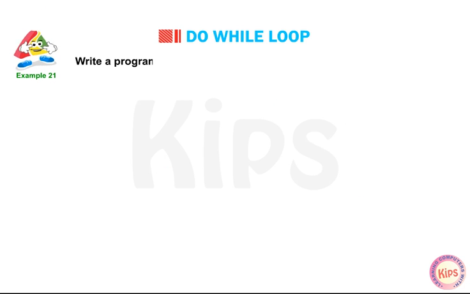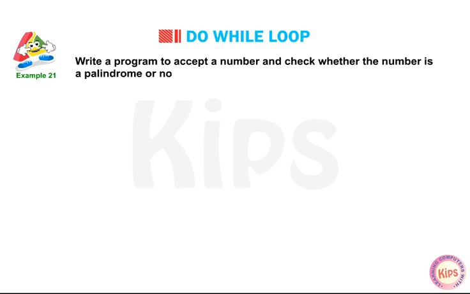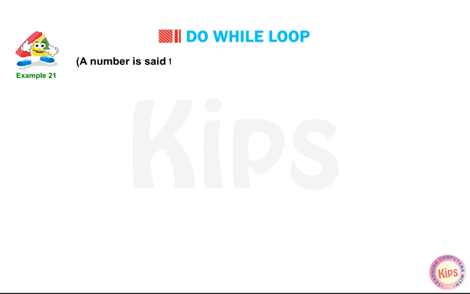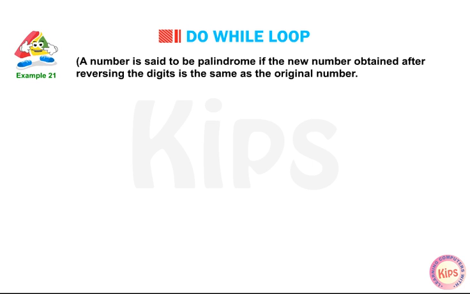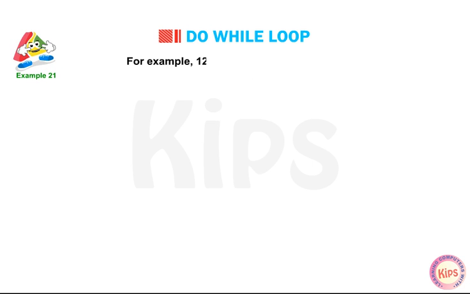Example: write a program to accept a number and check whether the number is a palindrome or not. A number is said to be palindrome if the new number obtained after reversing the digits is the same as the original number. For example, 121 is a palindrome number.